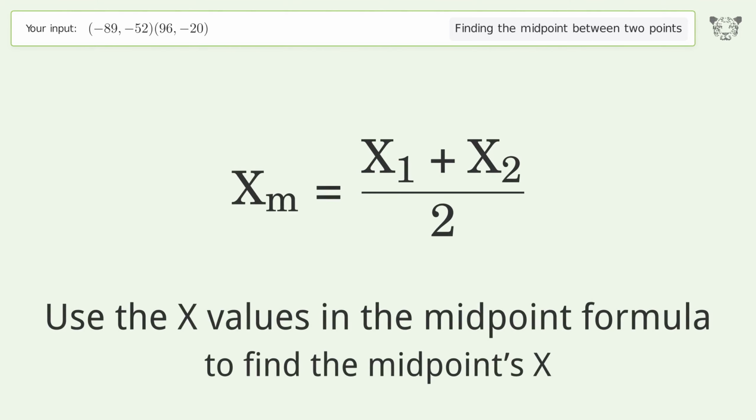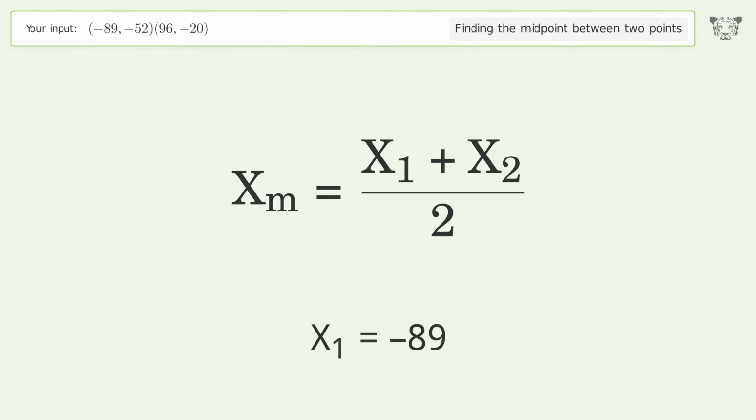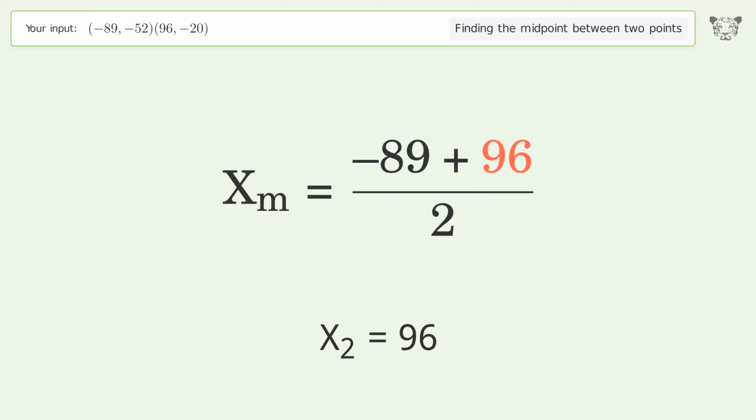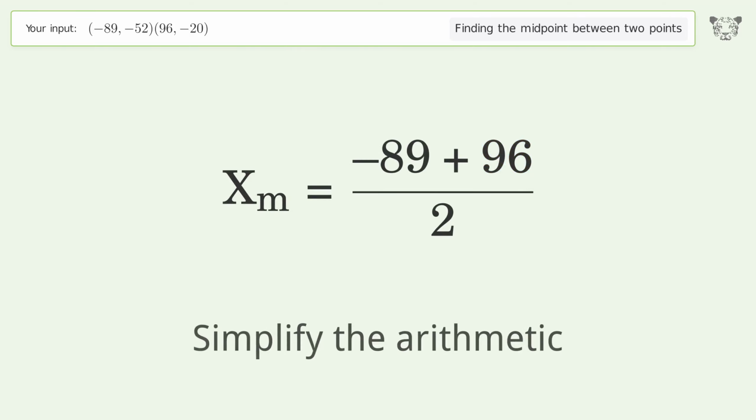Use the x values in the midpoint formula to find the midpoint's x. x1 equals -89. x2 equals 96. Simplify the arithmetic.